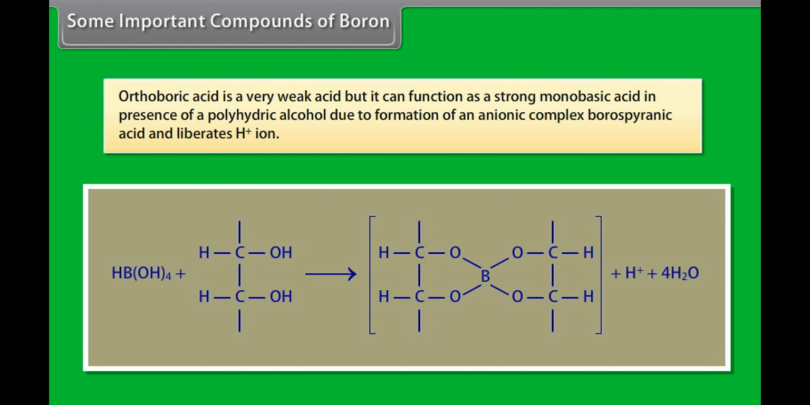Orthoboric acid is a very weak acid, but it can function as a strong monobasic acid in the presence of a polyhydric alcohol, due to formation of an anionic complex, borospiranic acid, and liberates H+ ions.